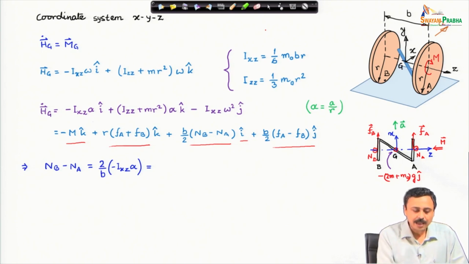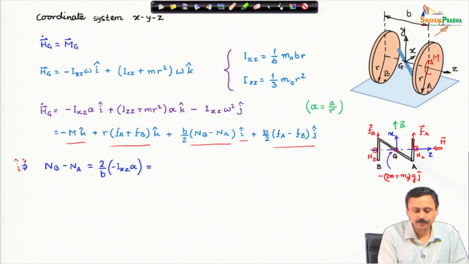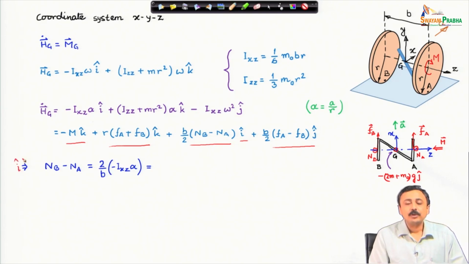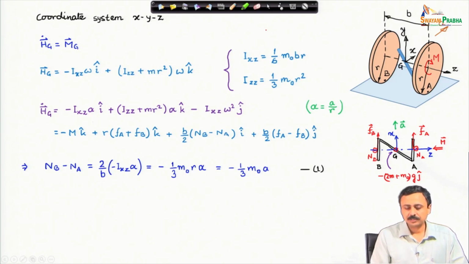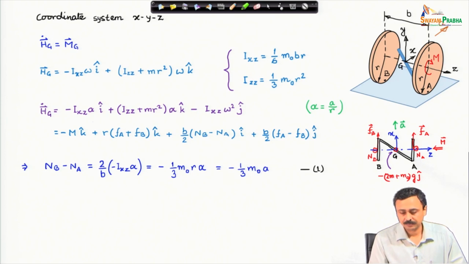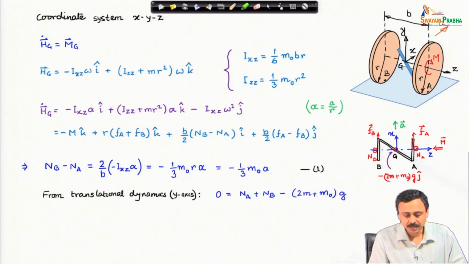Therefore, from the i cap equation, this is the i cap equation, I have a relation for Nb and Na in terms of the angular acceleration and the parameters of the system, and this turns out to be minus 1/3 m times the acceleration. I have written alpha in terms of the linear acceleration of the center of mass.